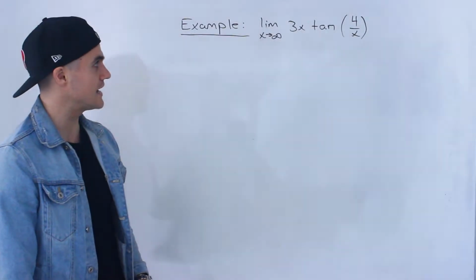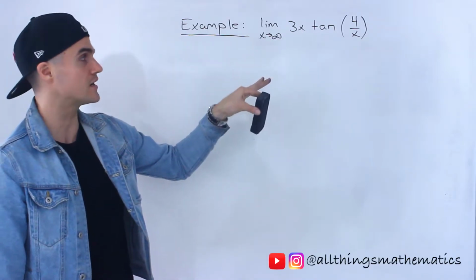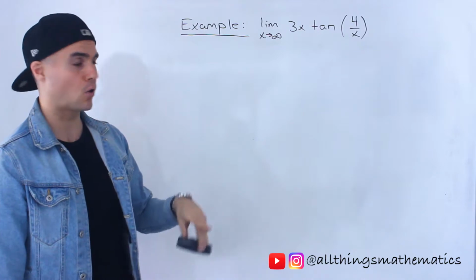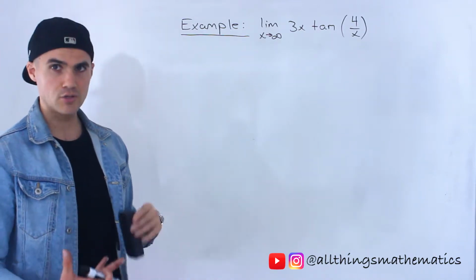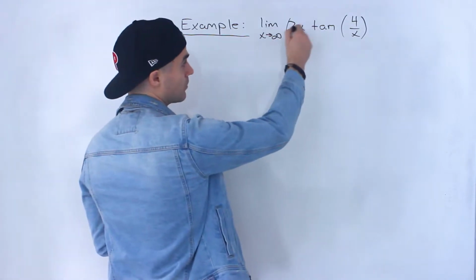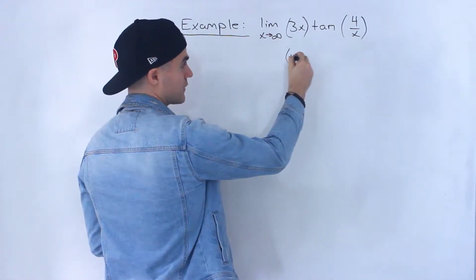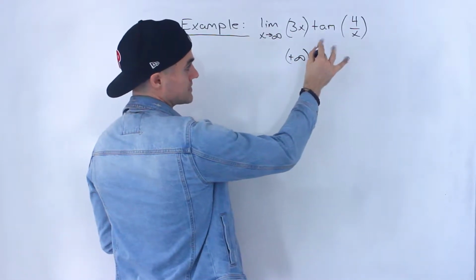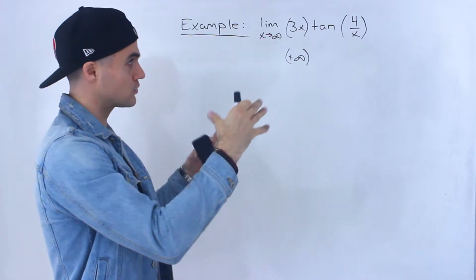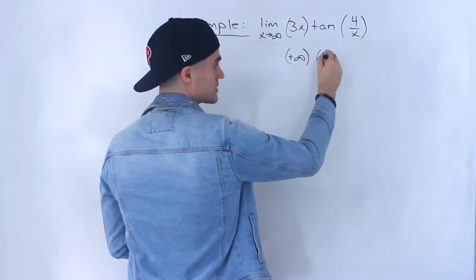Moving on to the next example, we got the limit as x approaches positive infinity of 3x times tan of 4 over x. So like usual, let's do a direct substitution. Let's see what's happening with these two functions that are multiplying by each other. Notice this function is going to go towards positive infinity. And then this here is going to be tan of 0, because 4 over infinity is going to go towards 0. Then tan of 0 is just 0.